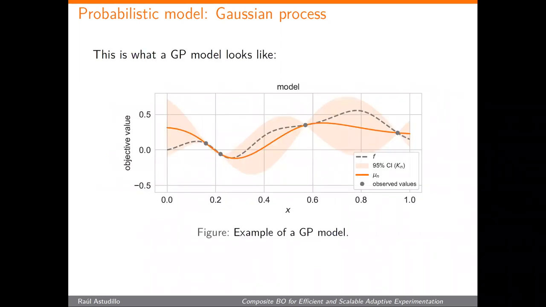And this is what a Gaussian process model looks like. We have some observations of the objective function that are emanating from this underlying function that I'm showing with this gray dashed line. Once we fit the Gaussian process, what we get is a posterior mean function, which is shown as this solid orange line. And the covariance function is going to allow us to quantify uncertainty around this mean prediction.